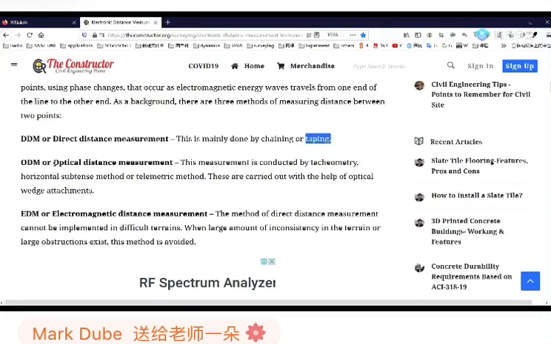The second one is called optical distance measurement, which is called tachymetry. Tachymetry: you have a tachymeter first. A tachymeter is also a type of machine.